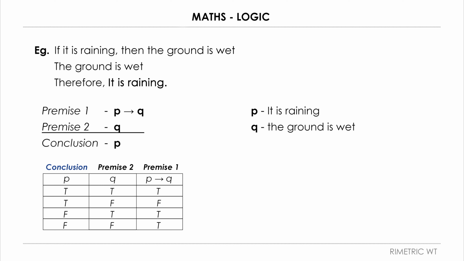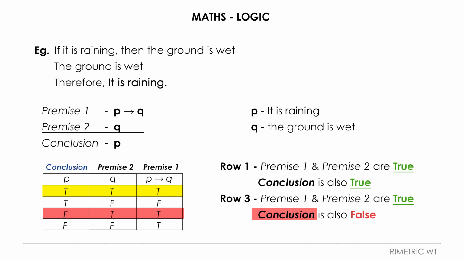As we can see, both premises are true simultaneously in two rows, first and third. But on the third row, the conclusion is false. Therefore, we'll say the argument is invalid.